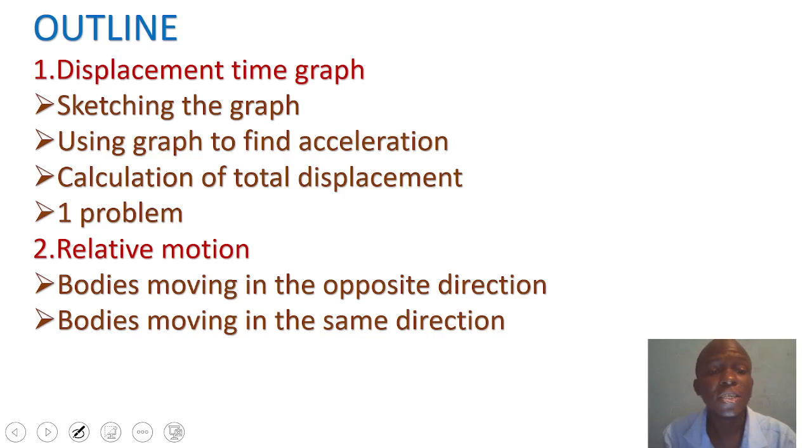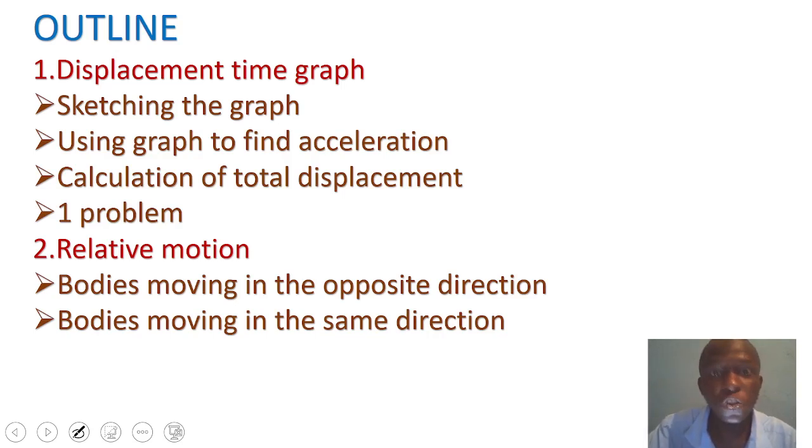The next is relative motion. We are going to see how bodies moving in opposite directions can have their velocities and their speeds determined. We are also going to see how the speeds and the times of bodies moving in the same direction can be determined as well.